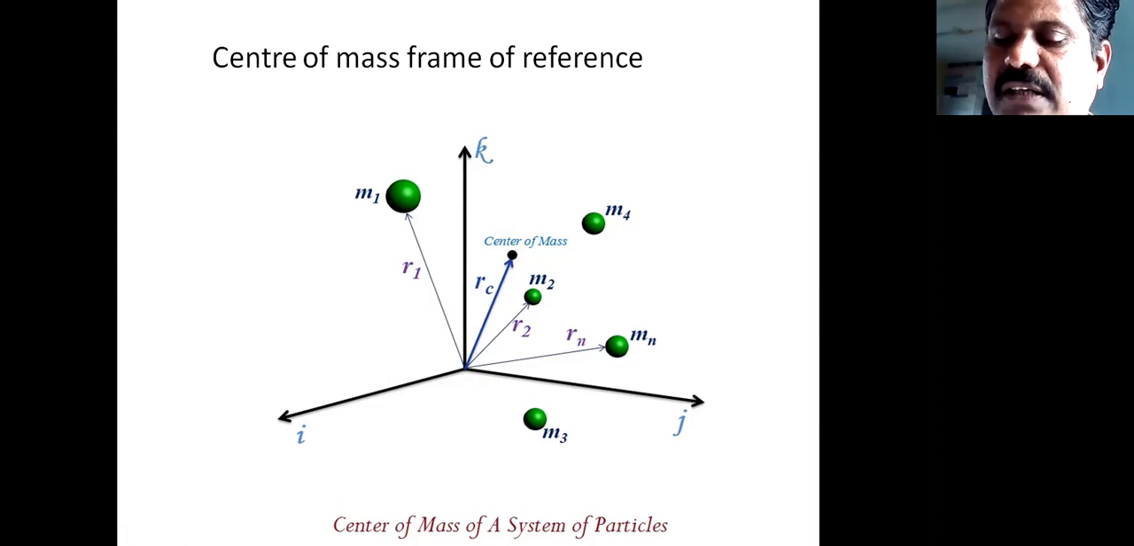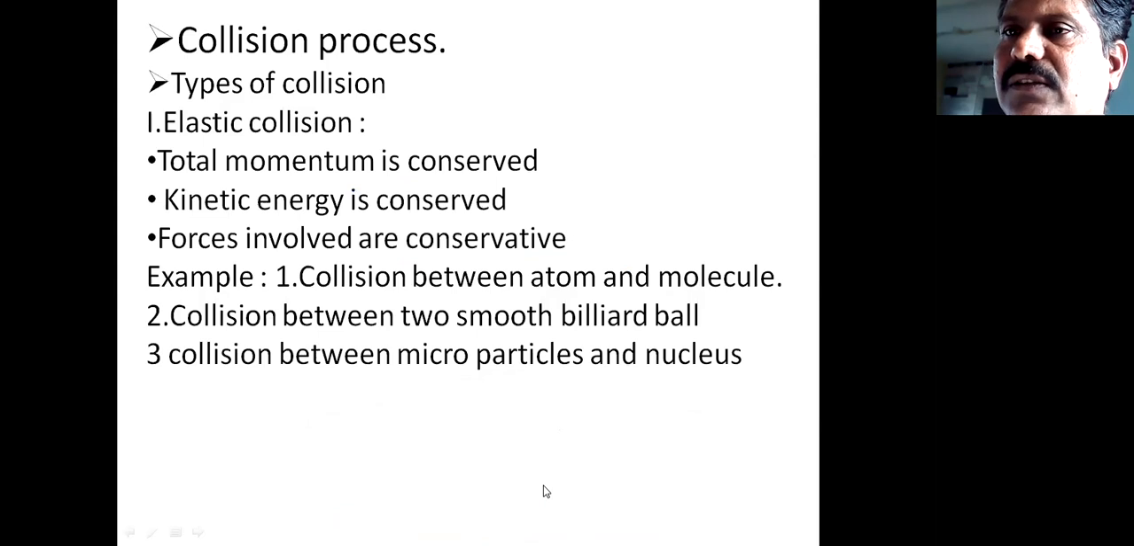Then this center of mass is at rest with respect to this inertial frame of reference, so that VCM equals 0, and automatically PCM, the momentum of the system, equals 0. This frame of reference is called the center of mass frame of reference. This is so simple.